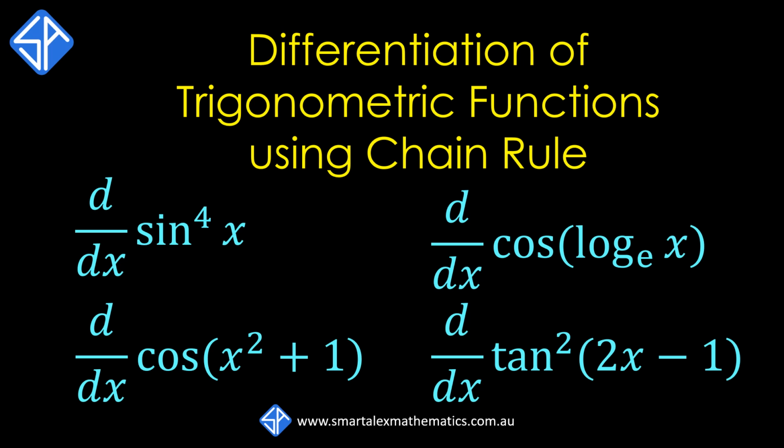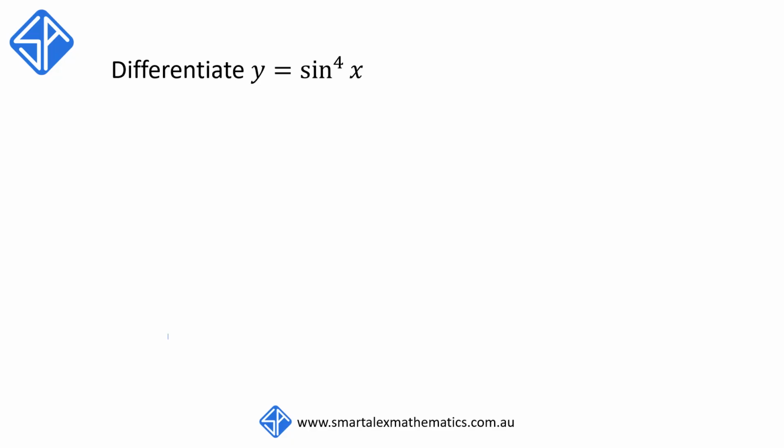In this video, we're going to look at how to differentiate different trigonometric functions using the chain rule. For our first example, we're going to be differentiating the function y is equal to sine x to the power 4. We're going to start off by letting u equal to sine x. This allows us to express y in terms of u, such that y is equal to u to the power 4. We then differentiate u with respect to x, so we have du on dx is equal to cos x.